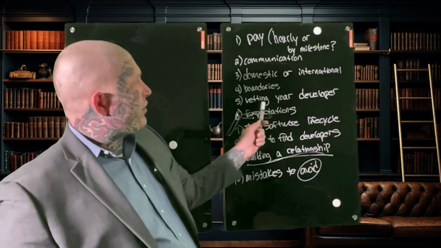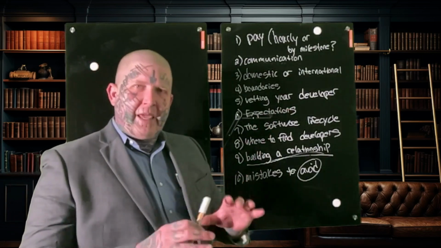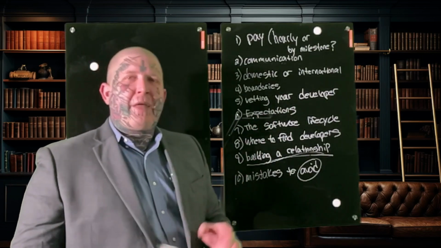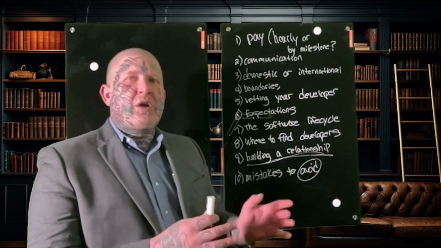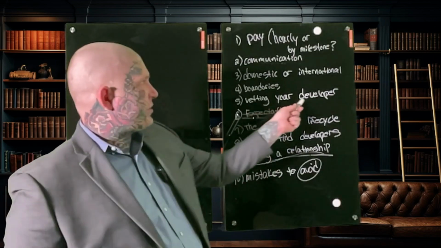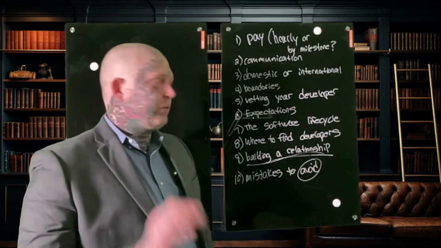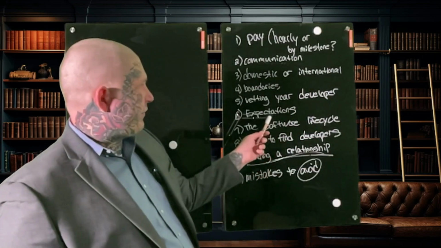Boundaries. Vetting your developers. So finding a developer that can actually complete the tasks at hand. You don't want to get a developer and get halfway through the project and it gets too complex and they can't finish the project. So vetting your developers' competencies or core competencies is vital. It's essential.